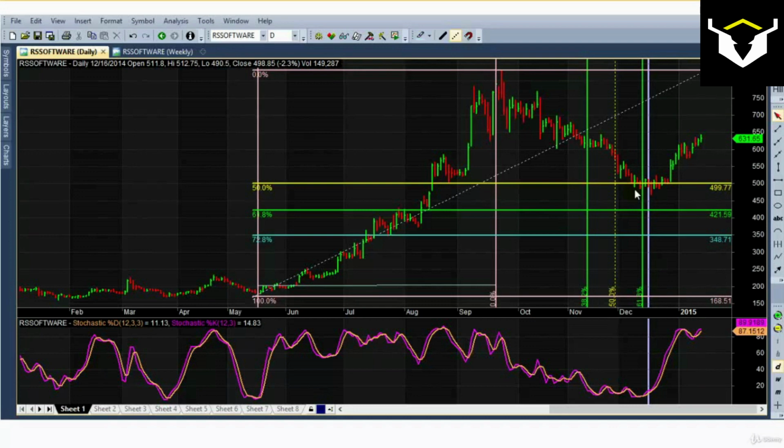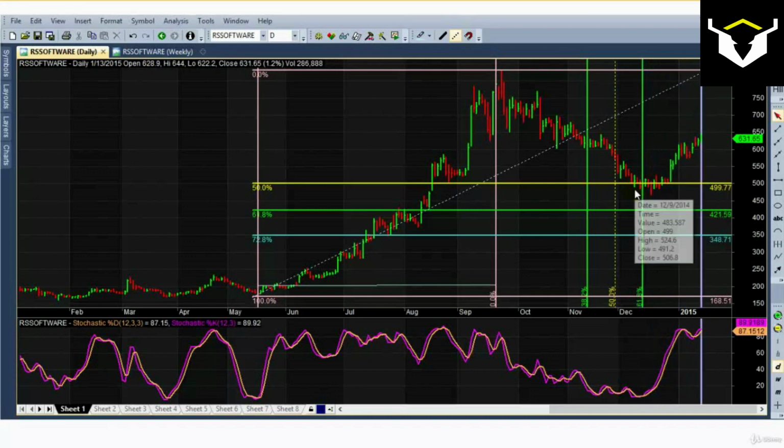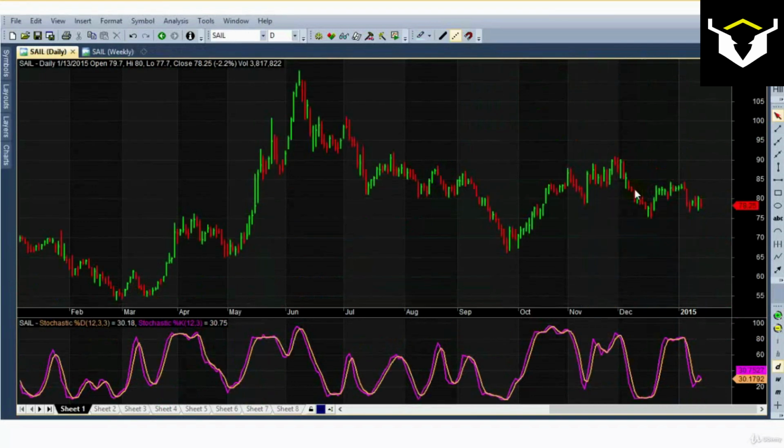Thus, price and time both are telling us when prices might change their direction, and within a week or two, prices have changed their direction and started moving upside. So, if used sensibly, these tools are much more powerful than we think. Our next example is SAIL, the daily chart of SAIL.